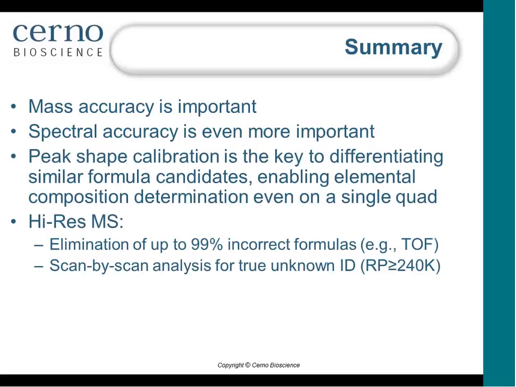For the ultra-high resolution systems, it seems that we can perform a scan-by-scan spectral accuracy analysis to help achieve true unknown identification, where you have no idea whatsoever what the impurity, the contaminant, or the unknown may be, when you are running at the ultra-high resolving power, where the fine isotopes can be measured and resolved.